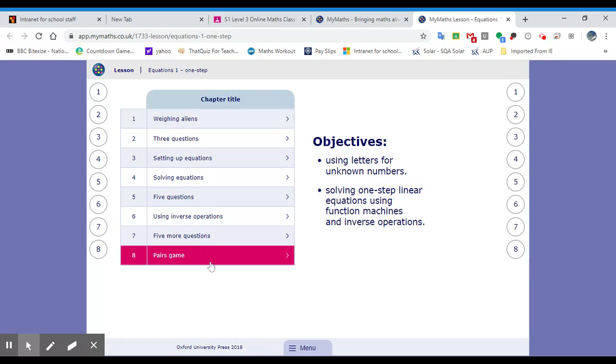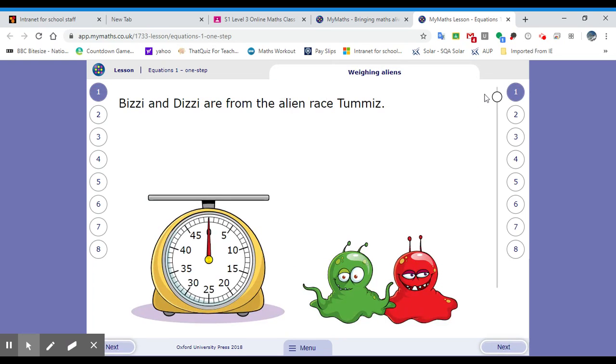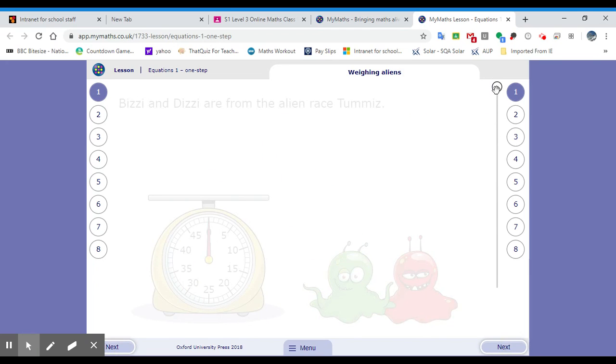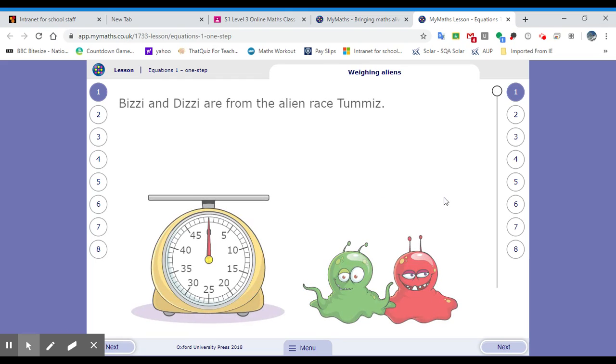And what you'll find is you've got 1 to 8. Just do it from 1 to 8. You can actually go from here as well. So I'll click that just to show you. This will take you to 1. Okay, and then you'll see a scroll bar here that goes through the lesson. So when I start the scroll bar, you've got busy and dizzy from the alien race, and if you scroll down, it will talk you through it.